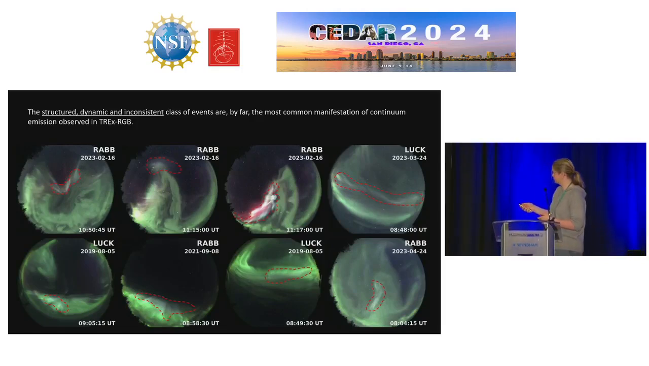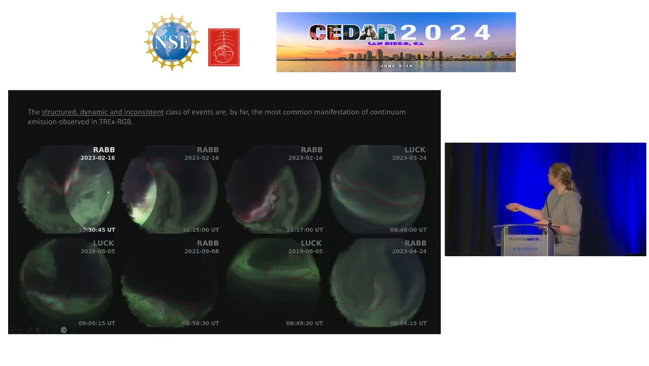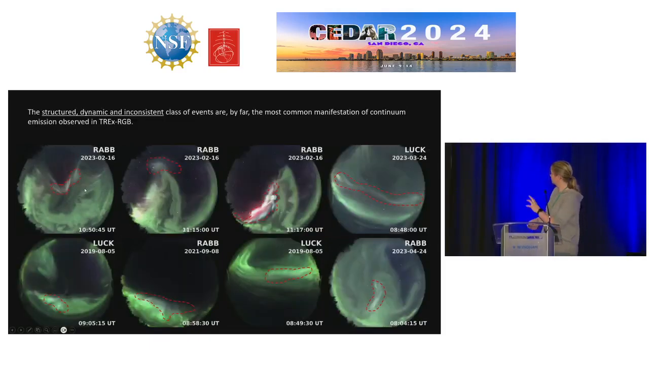And here's a set of examples. They're highlighted with the red kind of dotted outlines here in each image. And you can see in each case, there's this just different tone to the aurora. And that's coming from an RGB camera, but everything I'm going to show you now, we're using Rabbit Lake and Lucky Lake cameras for a reason. We're using those because those have co-located meridian imaging spectrographs. So we have access to the full spectrum.